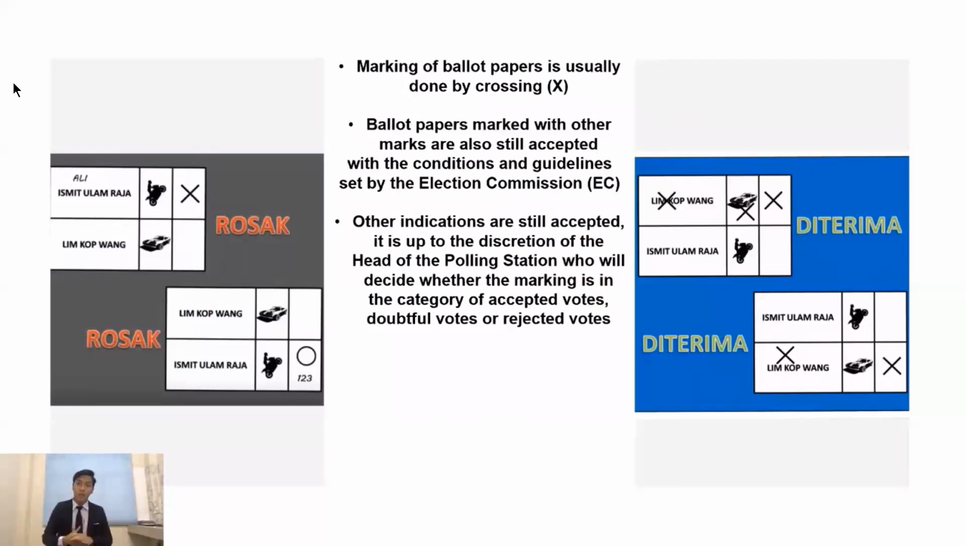Marking of ballots is usually done by crossing an X. In fact, ballot papers marked with other marks are also still accepted in accordance with the conditions and guidelines set by the Election Commission. Although other indications are still accepted, it is up to the discretion of the head of the polling station to decide whether the marking falls in the category of accepted votes, doubtful votes, or rejected votes.